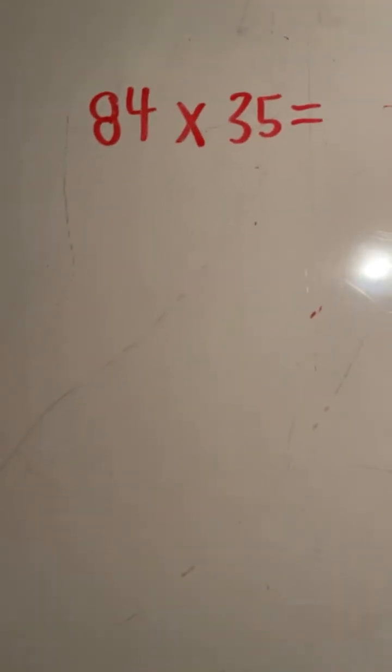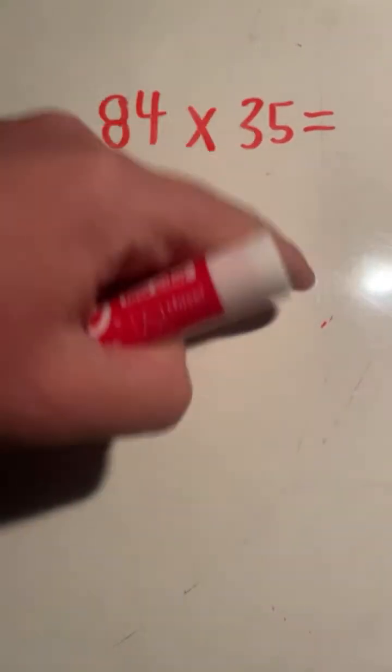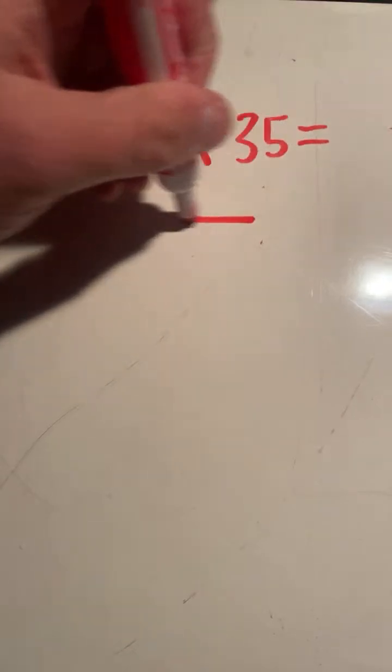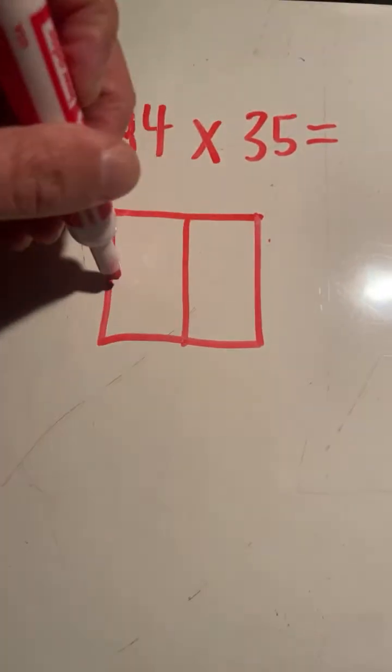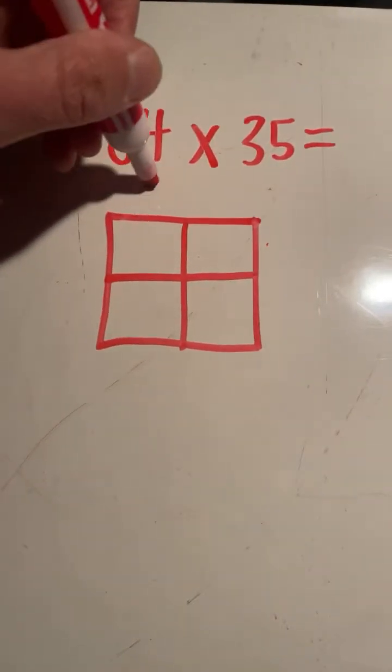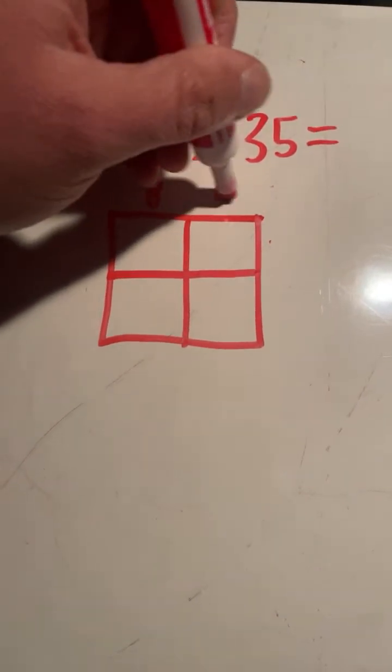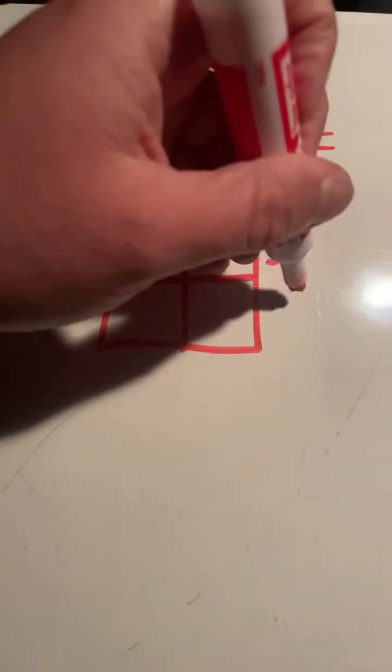All right, next problem. 84 times 35. 84 times 35 will be our next problem. So we have to make a box, and each digit gets a box. So we have 8, top of one box, then we have the 4, then we have the 3, and the 5.